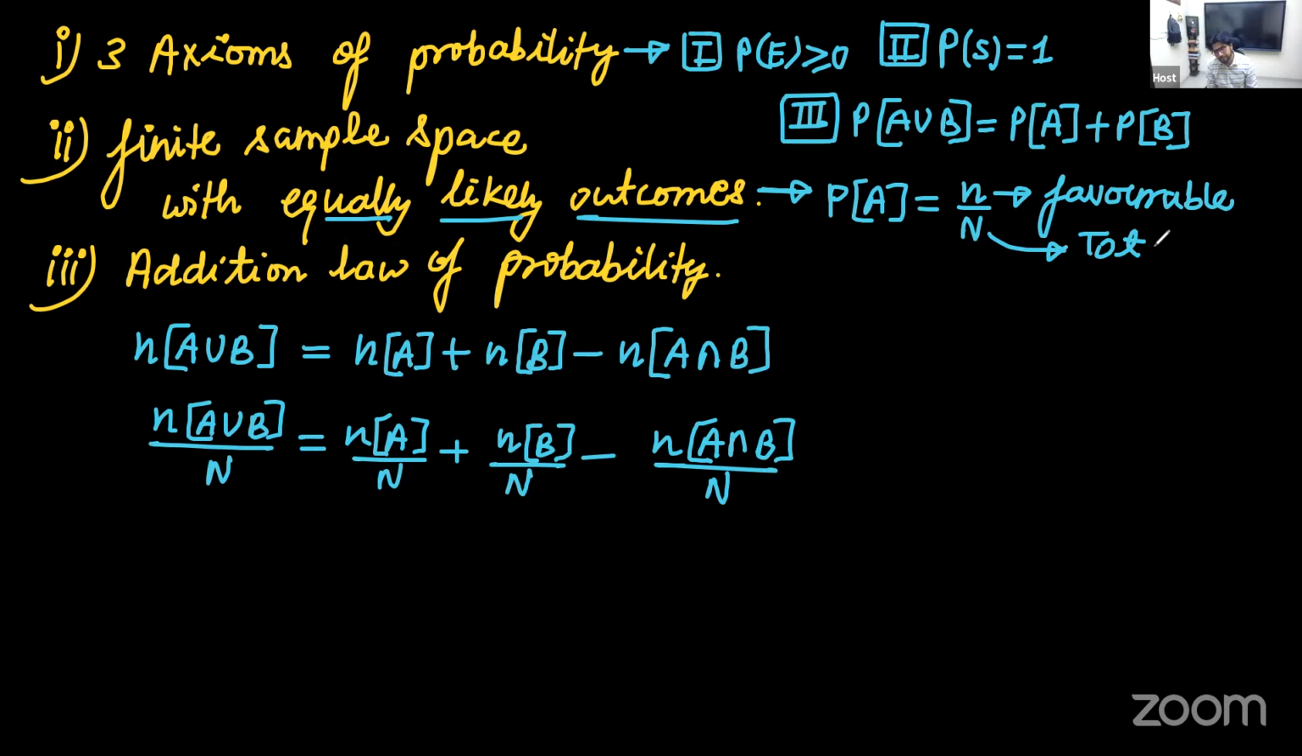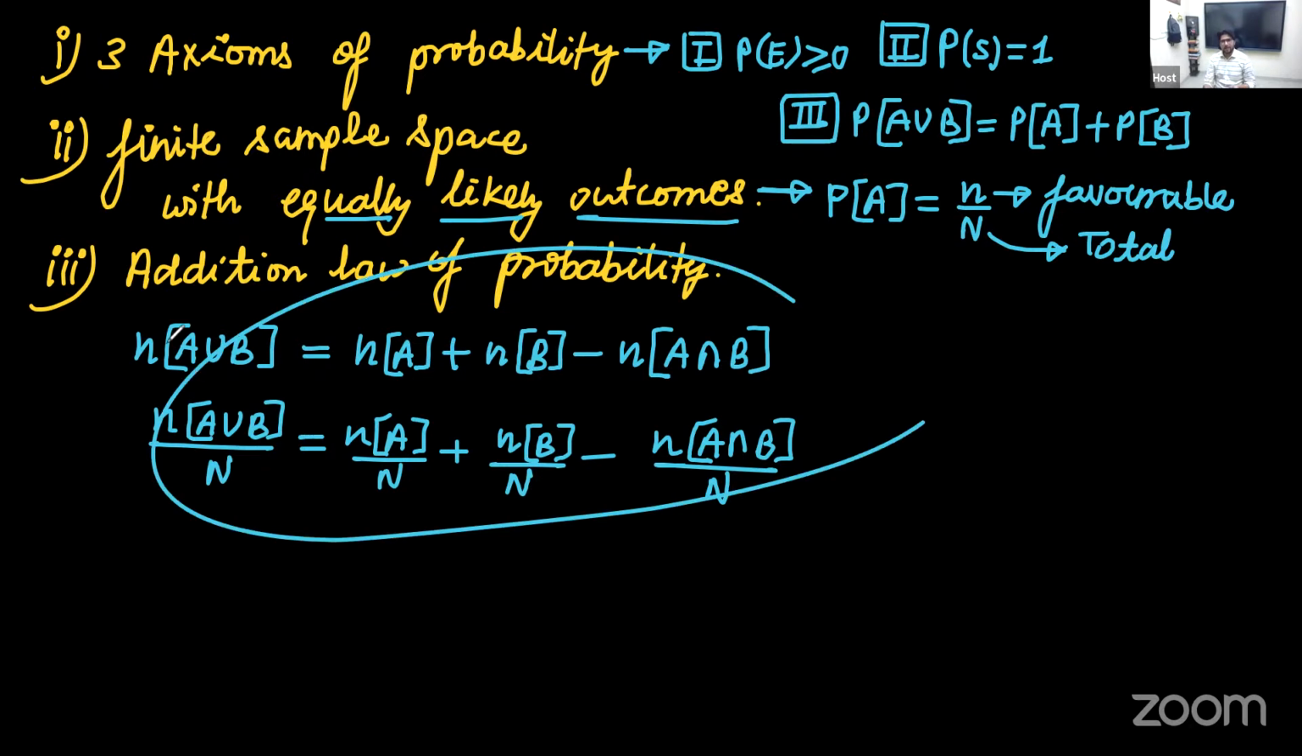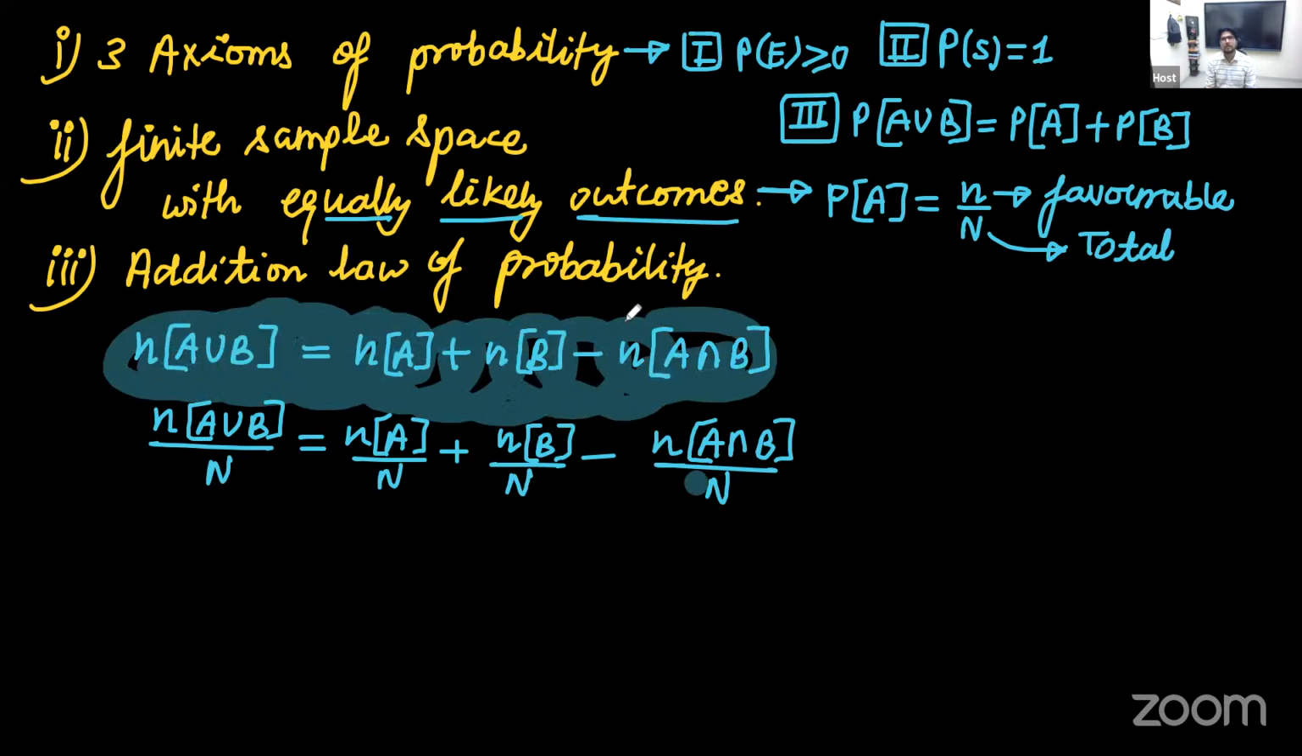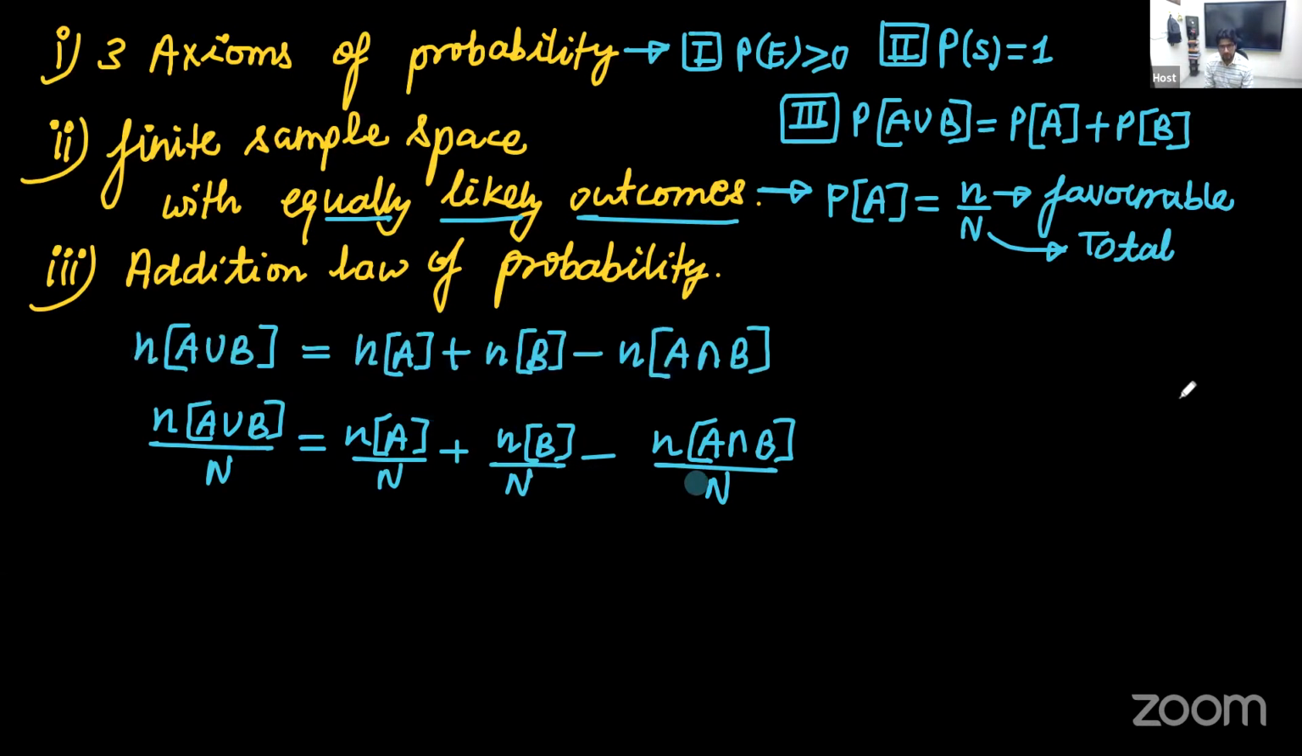Now you tell me, I'm presenting the addition law of probability. Addition law of probability is n(A) plus n(B) minus n(A intersection B). This is something I proved not once but twice in the previous class. I derived this previously, and if you want, we can do it once more for your satisfaction.